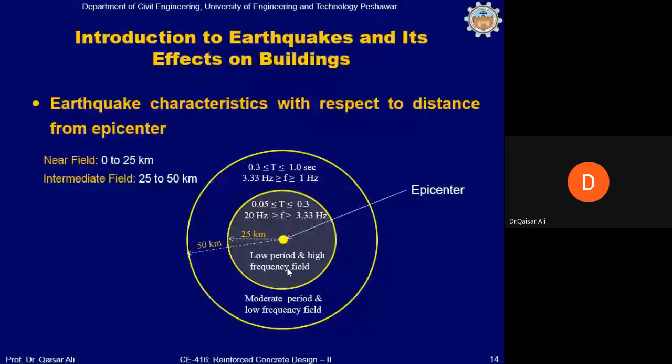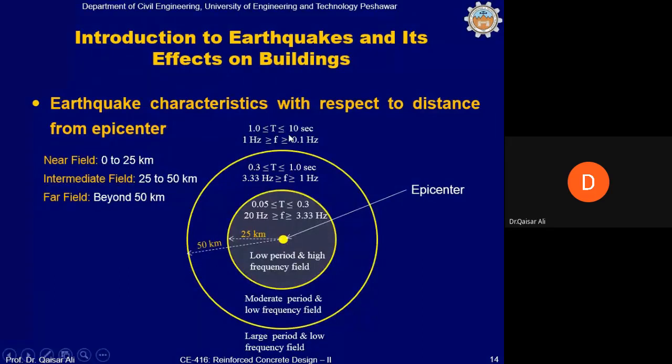Okay. Then after the intermediate field, there is another region which is beyond 50 kilometers, and that is called the far field region. In the far field, the characteristics of the earthquake waves further change. They further attenuate, the time period range becomes from 1 to 10 seconds, and the amplitude will also be less in the far field region. It will be less vibrant, less vigorous, and the time duration of the earthquake will also be short.